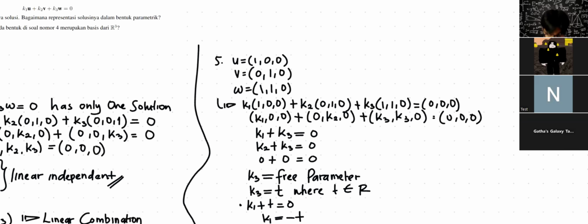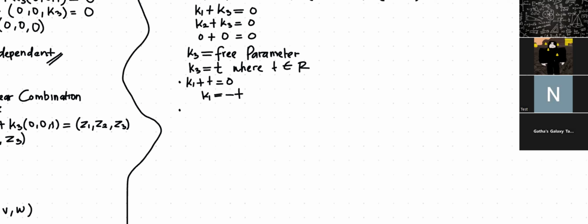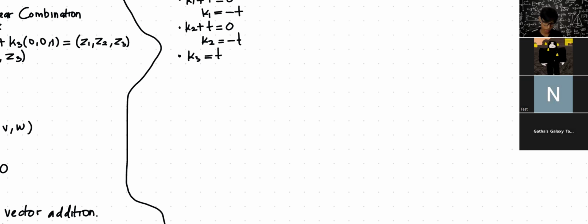For the second equation, K2 plus K3 equals 0. Sorry, K2 plus t equals 0, and we know K2 is minus t. For the last one, K3 is t. So K1 equals minus t, K2 is minus t, and K3 is t, for any t that is a real number.